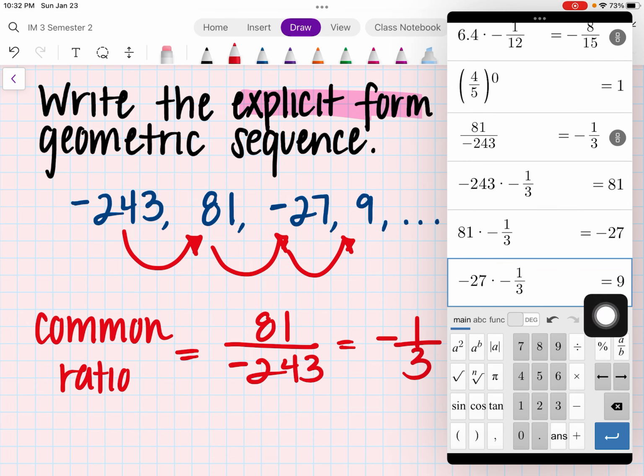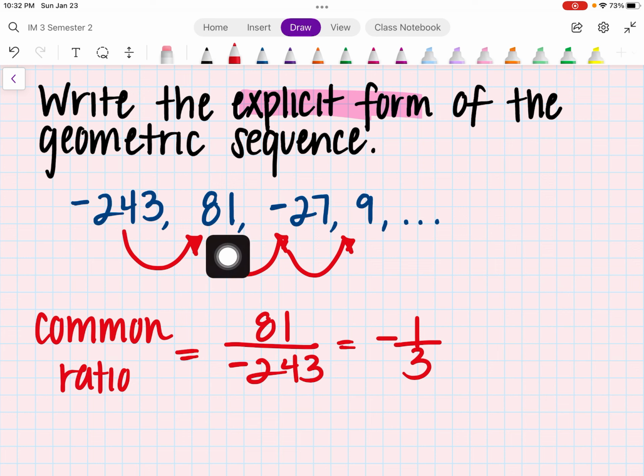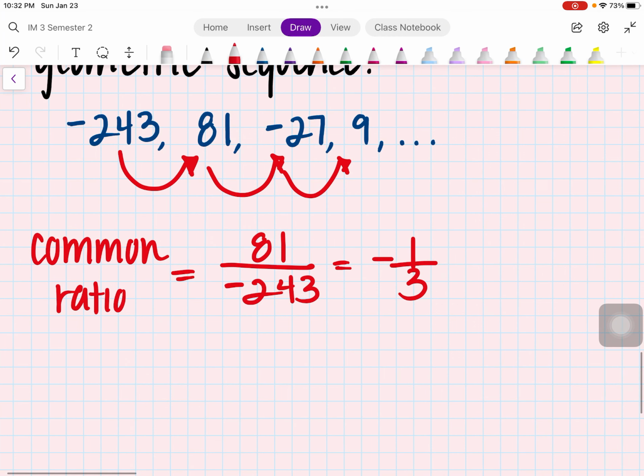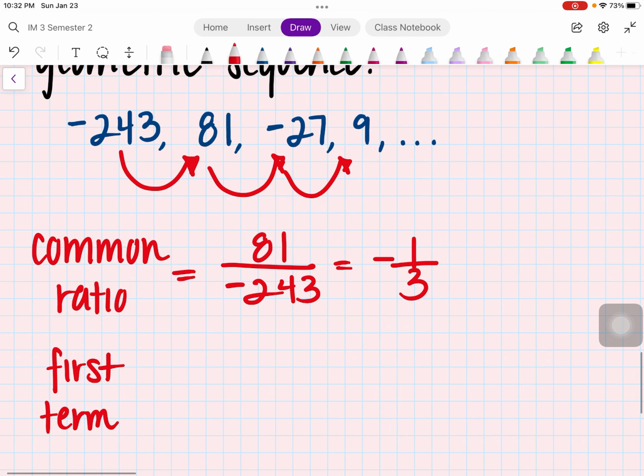Okay? So in this case, guys, another thing, if you see that your sequence here is going from negative to positive or positive to negative, your common ratio will most likely be negative. So explicit form, we found the common ratio. Now let's go ahead and find our first term. Now, first term in the sequence, guys, it's actually the first number you see, which in this case is going to be negative 243.